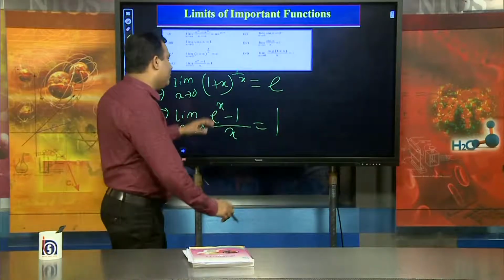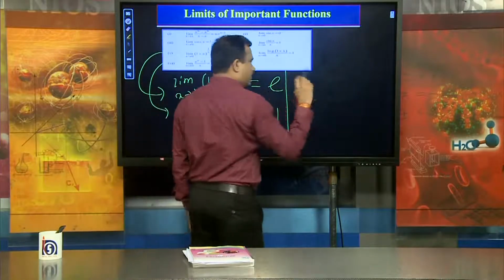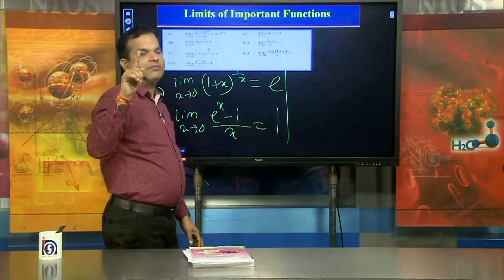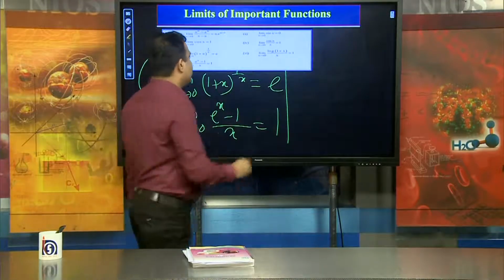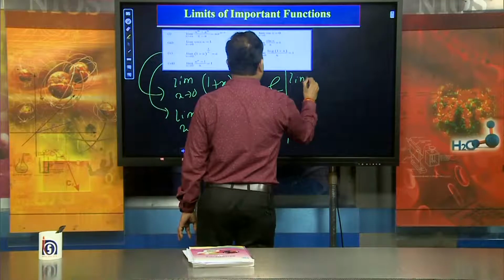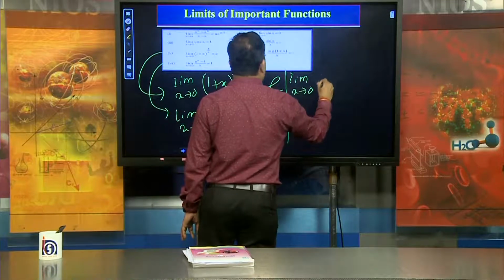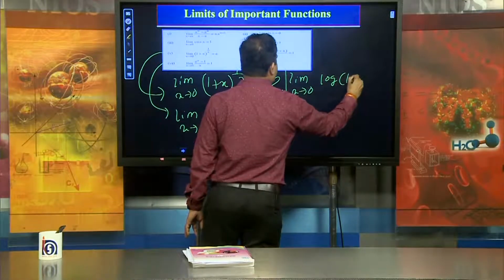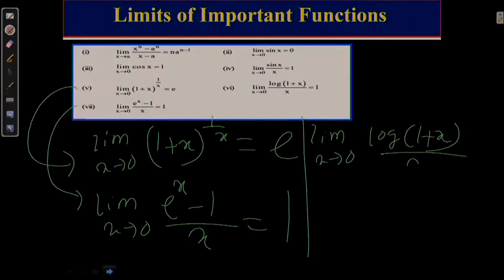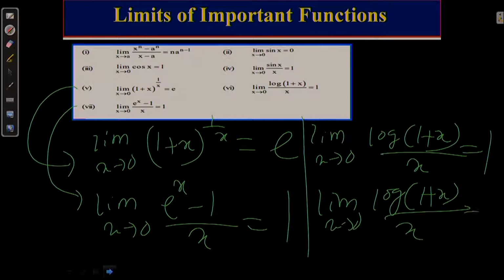Now we come to the logarithm function. There is only one standard formula based on the logarithm function, that is limit x tends to 0, log of 1 plus x divided by x, which equals 1. Again I am repeating, limit x tends to 0, logarithm function log of 1 plus x divided by x, value equals 1.